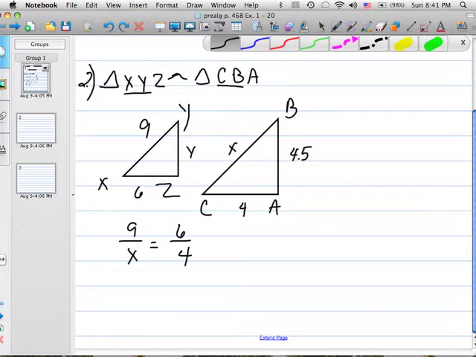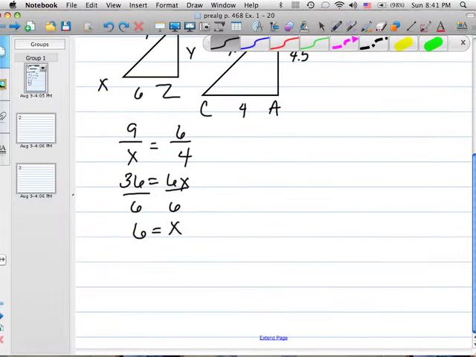So I'm going to try and find X, so I'm taking the side that corresponds to CB, which is XY. So 9 to X, and then XZ and CA are in the same place on both triangles, and I can see that from the letters. So since I started with this side here, I'm going to put 6 over 4. Now you could do it a different way, but this is fine. Do your cross products, you get 36 equals 6x, divide by 6, and x equals 6. That's part A.